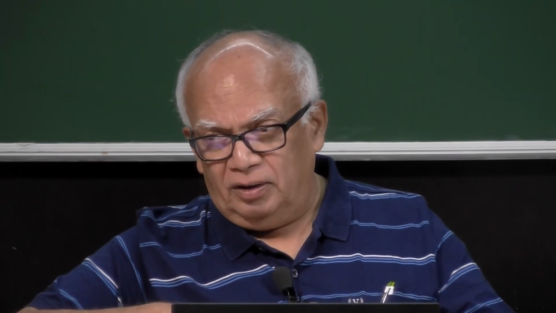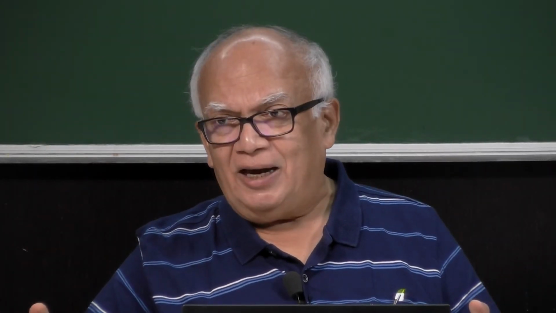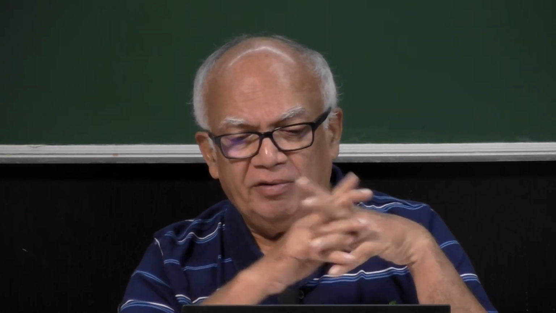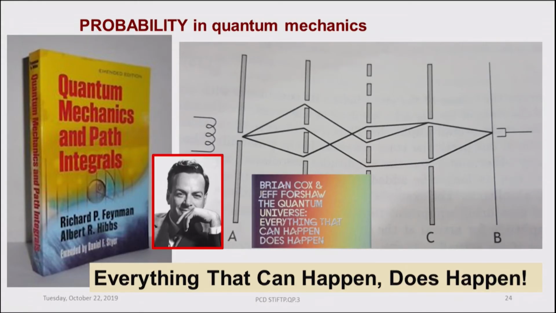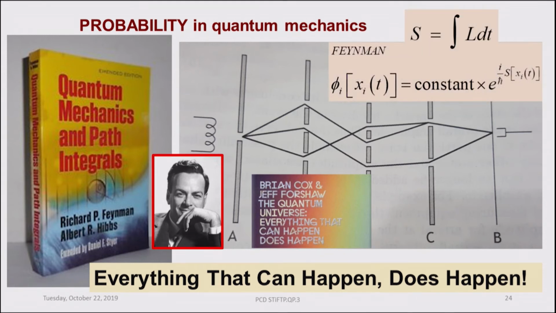So, the particle has the possibility of taking infinite number of paths, and all of these paths are in principle possible acceptable paths, and how they interfere with each other is finally what leads to the observations. So, everything that can happen does happen. That is the title of a book by Brian Cox, which you might enjoy, and that also tells you why classical mechanics works where it does.